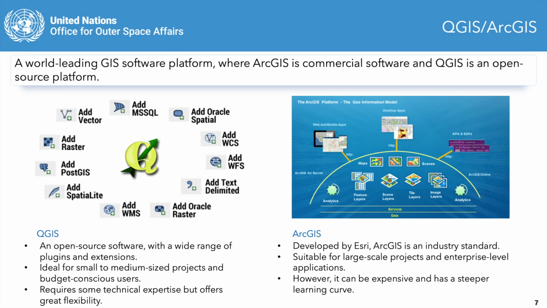QGIS, in contrast, is an open-source GIS platform. It is free, flexible, and supported by many plugins and extensions. Therefore, QGIS is very suitable for teaching, research, and small to medium-scale projects. In short, ArcGIS is strong in standardized and enterprise-level workflows, while QGIS is attractive because of its openness and flexibility.